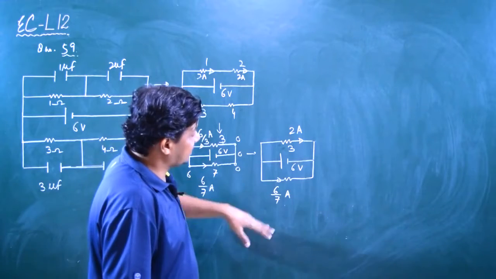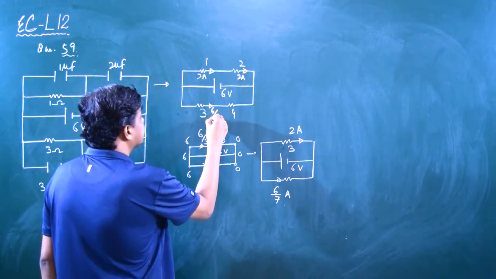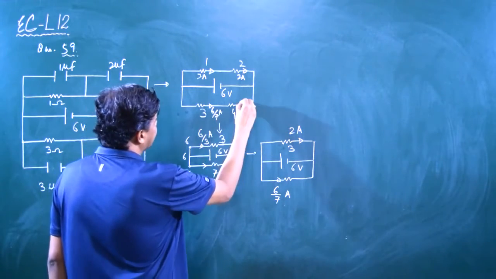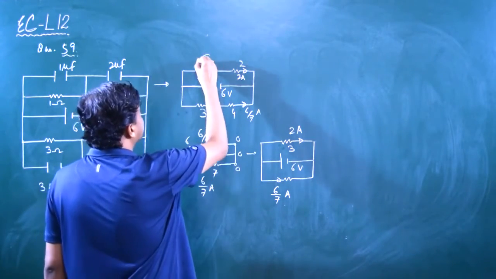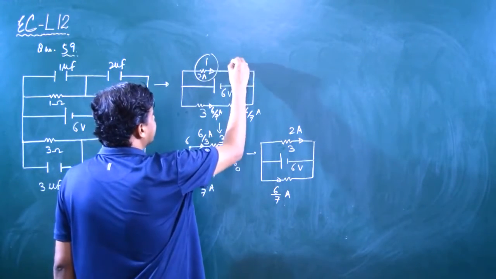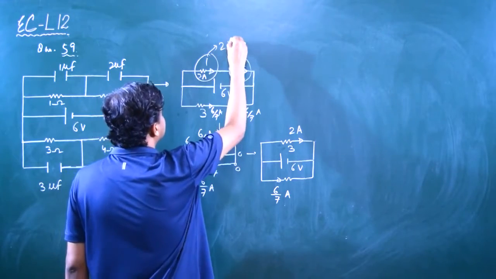So in series, what are the currents? Equal. Here current we have 6/7 ampere. So here current is 6/7 ampere, and here also current is what? Now you get the voltages across these elements. Okay, so what is the voltage here? Current into resistance, 2 volt.